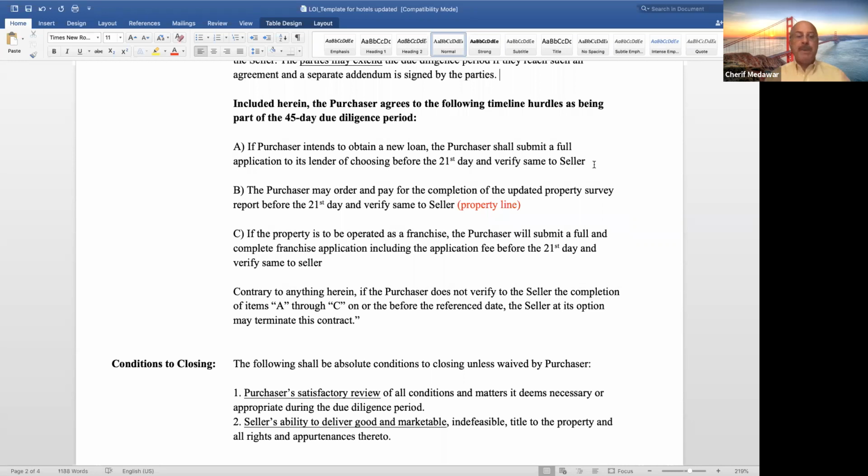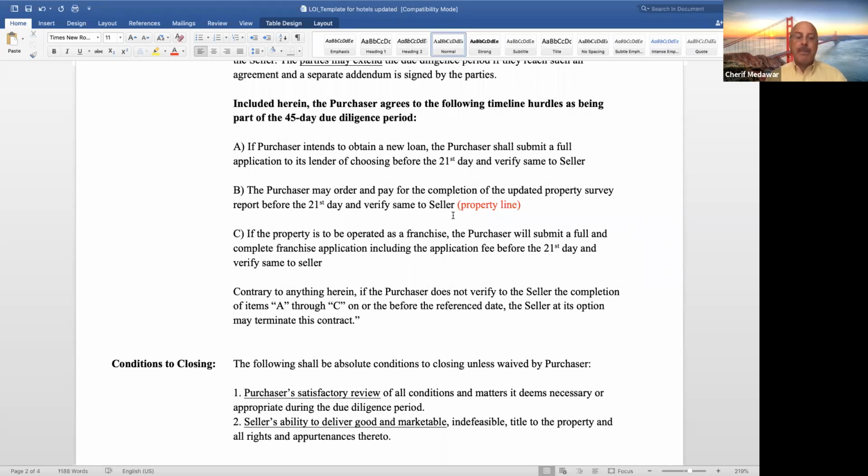Number two, which is B, the purchaser may order and pay for the completion of the updated property survey report before the 21st day and verify same to seller. What's property survey? The property line. I want to make sure that we're not encroaching on a neighbor. I want to make sure there are no issues with the people behind or next door, that there is no dispute regarding the property line and the parameters of the property. So I will pay for an updated property survey as a purchaser, and I'll show them that I've done that.